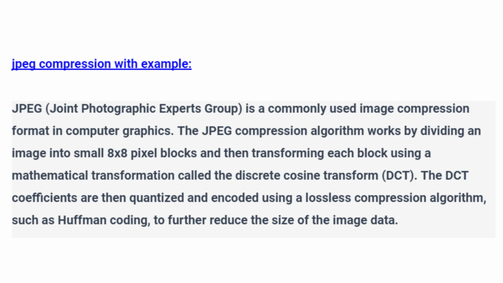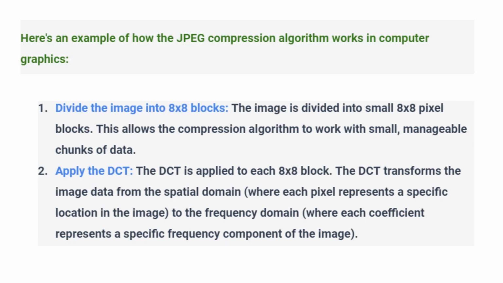The DCT coefficients are then quantized and encoded using a lossless compression algorithm, such as Huffman coding, to further reduce the size of the image data. Here is an example of how the JPG compression algorithm works in computer graphics.